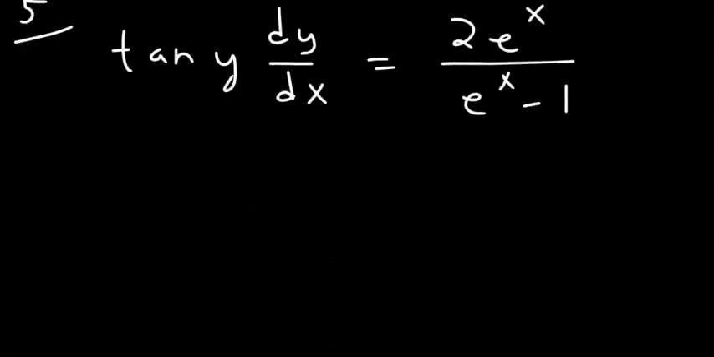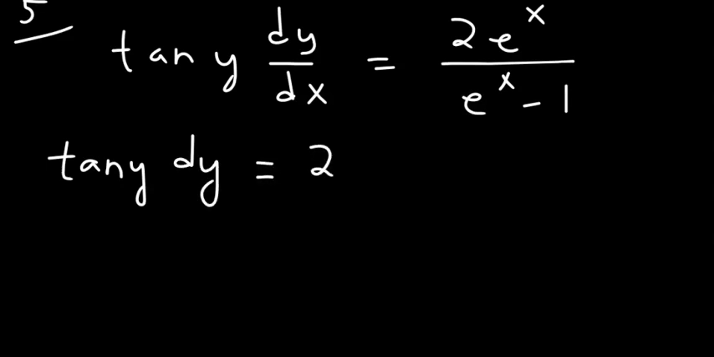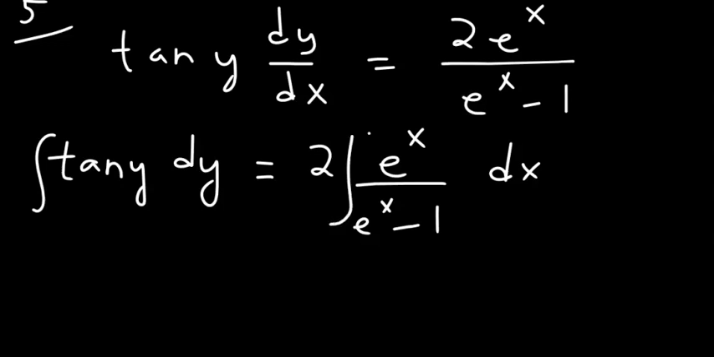Example 5. Let's again separate the variables. You will get tangent y dy equals 2 e^x dx over e^x minus 1. Let's integrate both sides like that. The integration of tangent y with respect to y is just a standard integral that's going to give you natural log of cosine of y.